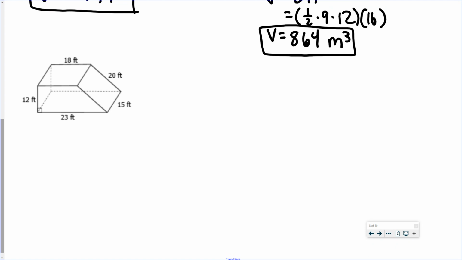So, surface area. Remember that one's like wrapping the present. You're trying to figure out how much area it takes to cover the whole figure, all the sides, all the bases. Okay. So let's start with this one. Who wants to classify this for me? Go ahead, Noah. Trapezoidal prism. Good. So my bases are these trapezoids.